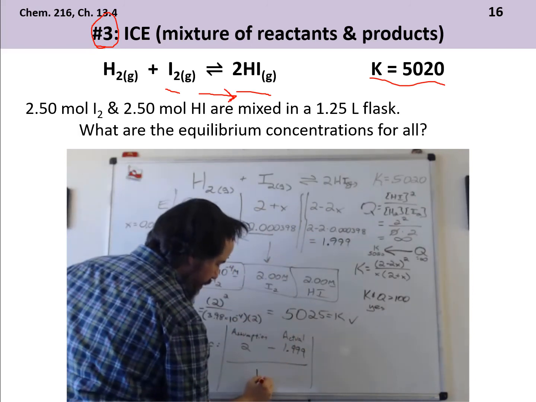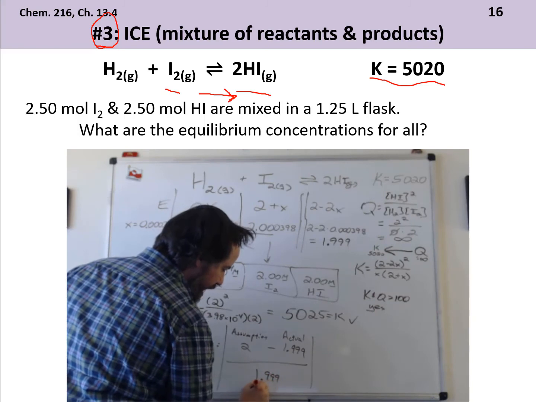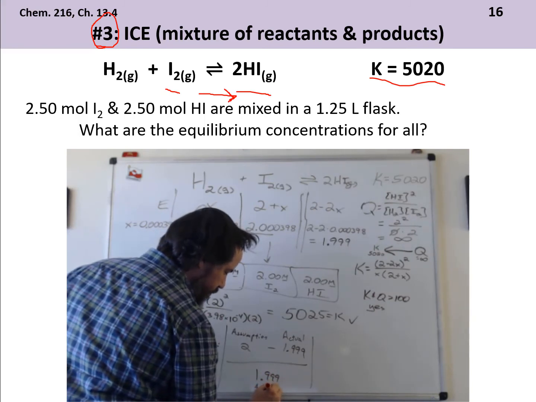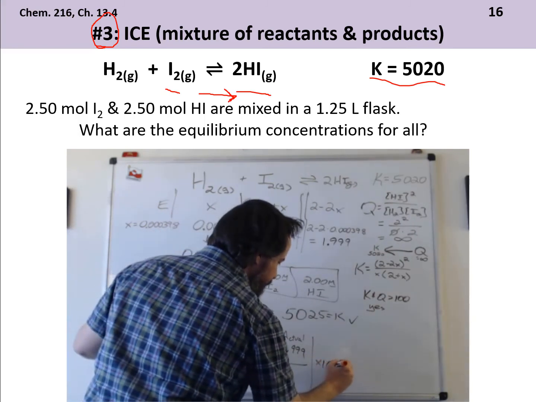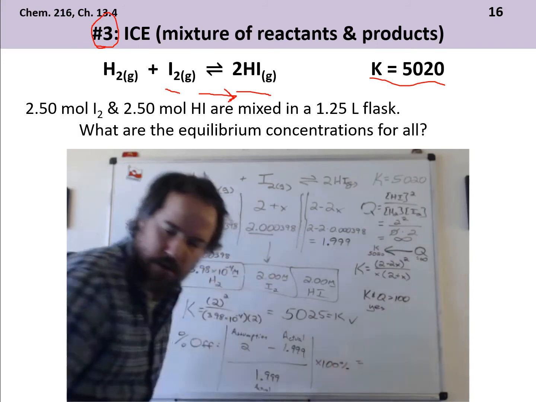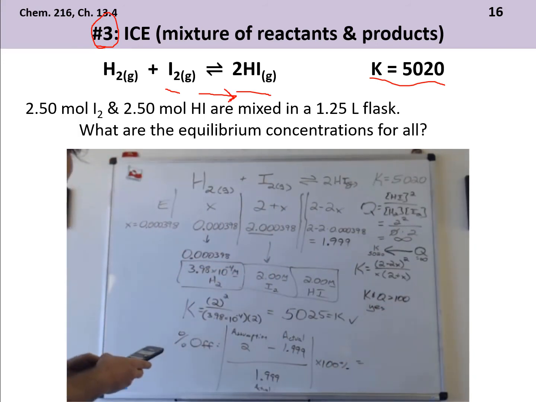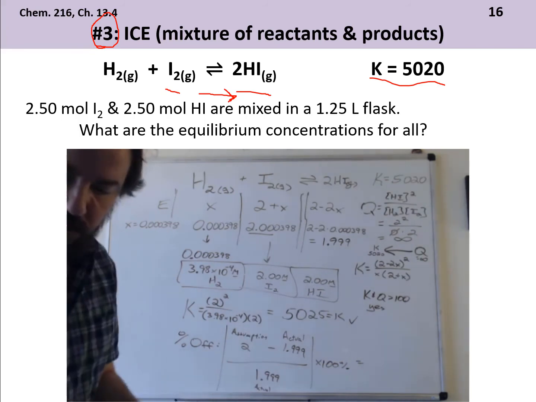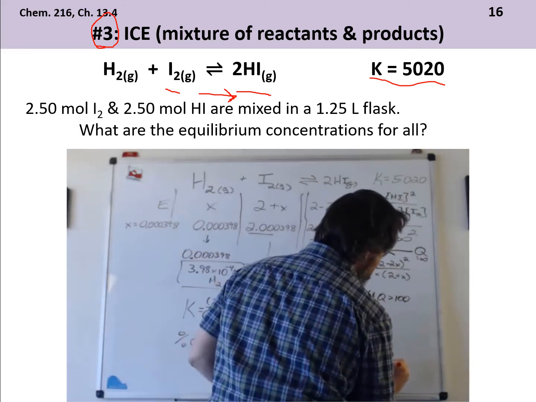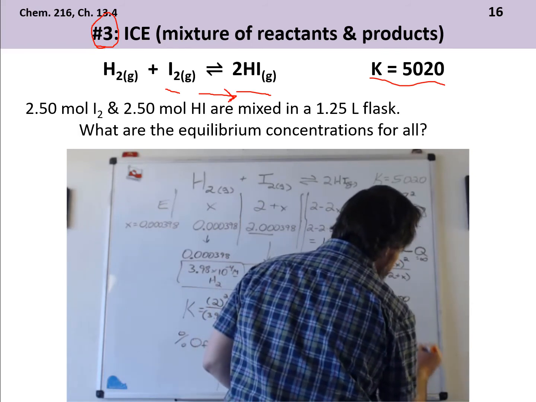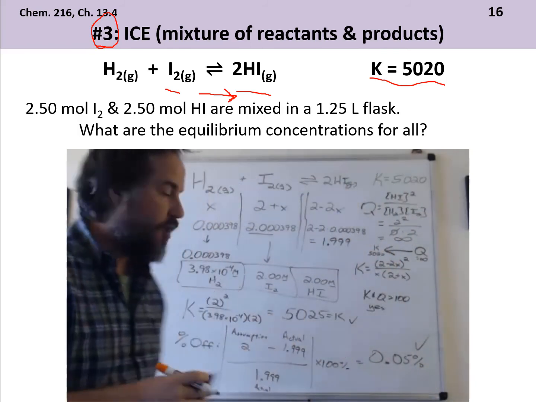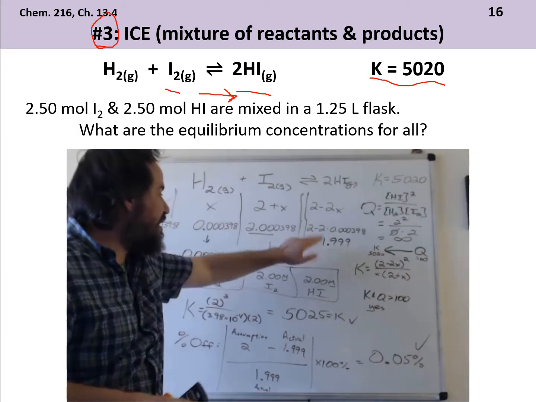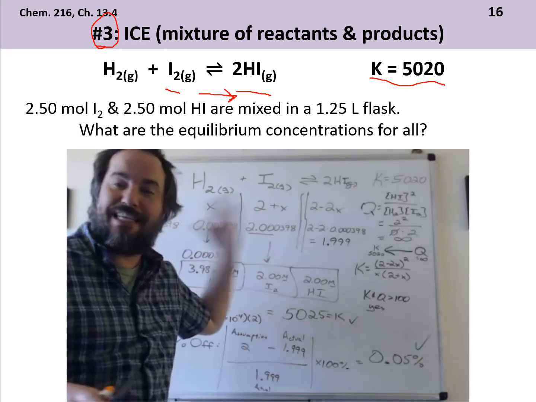And it ended up being 1.999. This is my actual. Okay, times 100%. So this ends up being 0.05% off, which is definitely valid, right? And notice it was even a small enough change that in the end it didn't even matter.